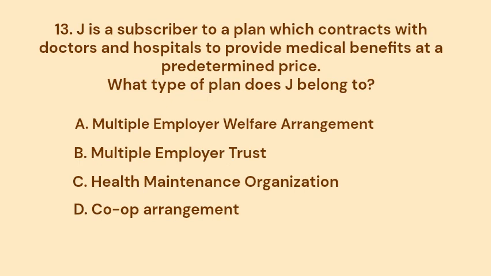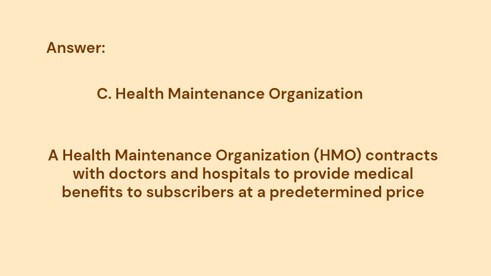13. J is a subscriber to a plan which contracts with doctors and hospitals to provide medical benefits at a predetermined price. What type of plan does J belong to? A. Multiple employer welfare arrangement. B. Multiple employer trust. C. Health maintenance organization. D. Co-op arrangement. Answer: C. Health maintenance organization. A health maintenance organization, HMO, contracts with doctors and hospitals to provide medical benefits to subscribers at a predetermined price.